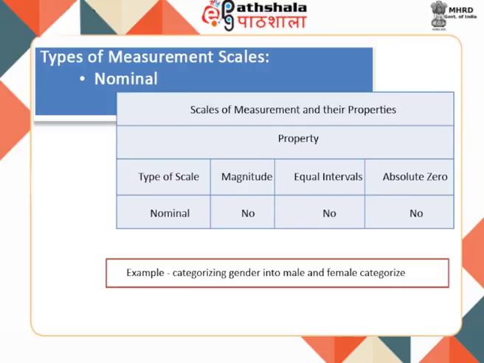The lowest measurement level you can use from a statistical point of view is a nominal scale. A nominal scale, as the name implies, is simply placing of data into categories without any order or structure. Explaining the nominal scale in terms of its properties, it doesn't have magnitude. There are no equal intervals and no absolute 0 point. Example, categorizing gender into male and female categories.